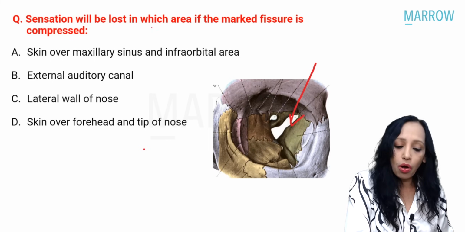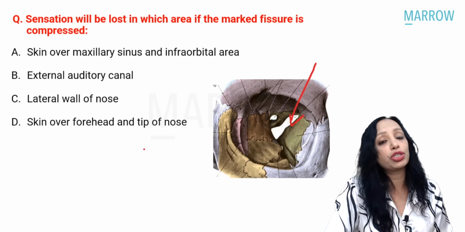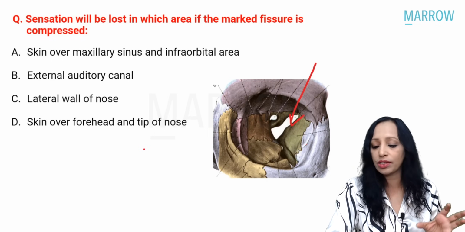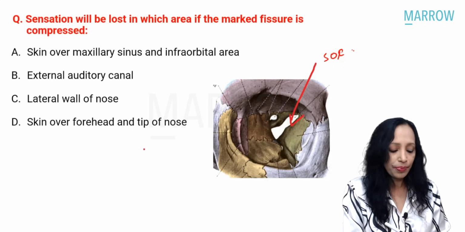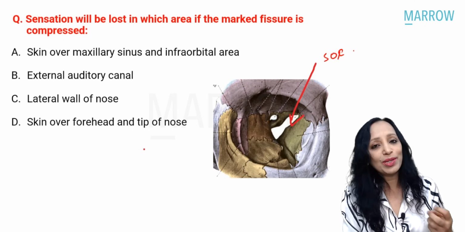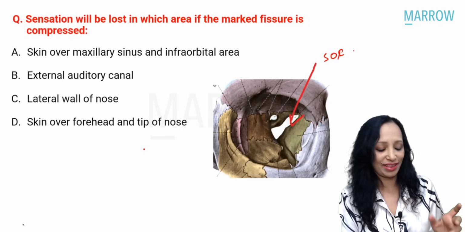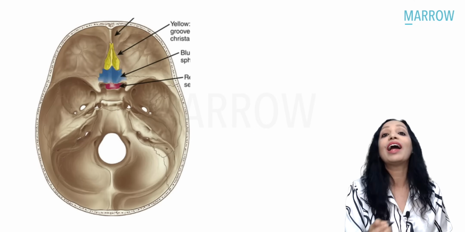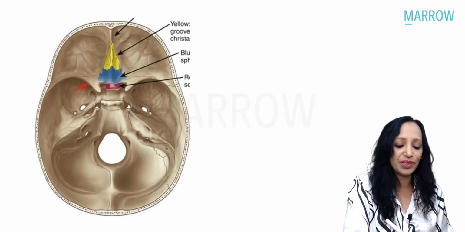Sensation will be lost in which area if the marked fissure is compressed? So which is the marked fissure? We can say this is the orbit, and the marked fissure is the superior orbital fissure. Yes, also the student said that it was the skull where superior orbital fissure was marked. So I do not know if it was a picture like this or a skull given like this and the superior orbital fissure was marked. So where is the superior orbital fissure here? Yes, it is this fissure.